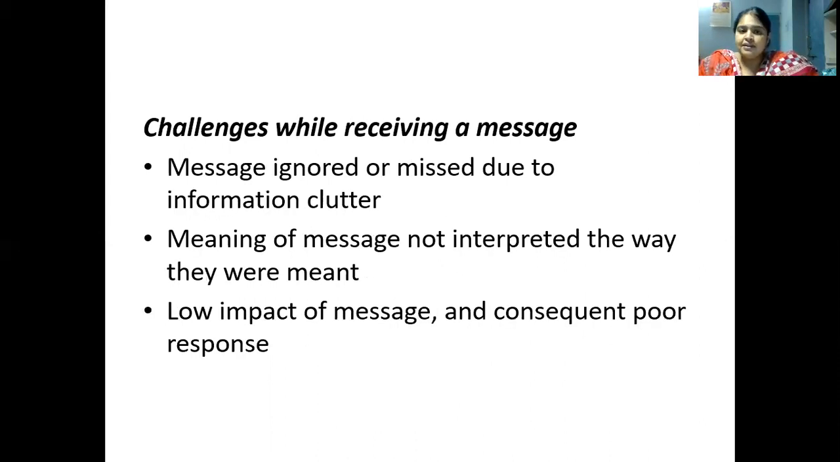Challenges while receiving a message. Message ignored due to missed information or information clutter. There are so many messages that one receives on a daily basis that it is possible that you might miss out on important information. Meaning of message is not interpreted the way it is meant to be. Very, very important: the perception of the writer is to be understood and it has to come out very, very clear in the message. Low impact messages and consequent poor response.